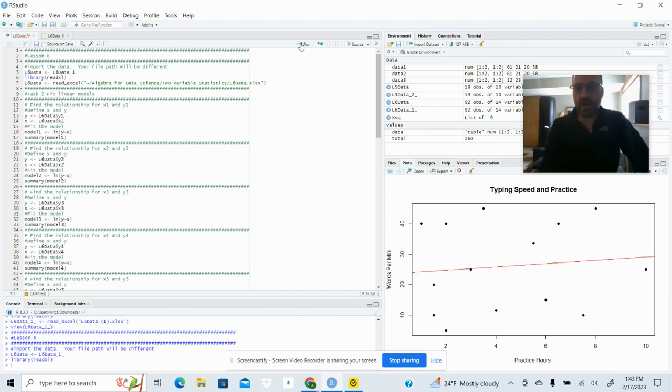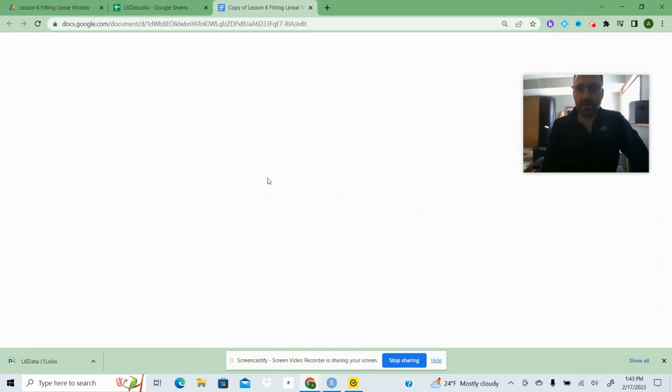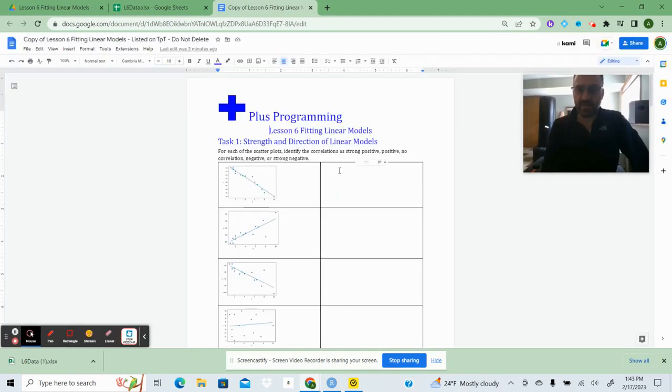So first, we've done that now. I'm going to go back here. We're going to talk about some of these associations. I'm looking at this, and we're going to identify the correlations as strong positive, positive, no correlation, negative, or strong negative. Now, all of the points seem to be very close to this line of best fit, and the line is going down, so this is strong negative.